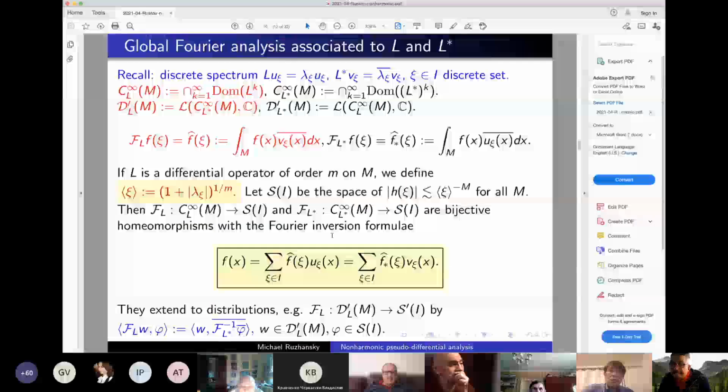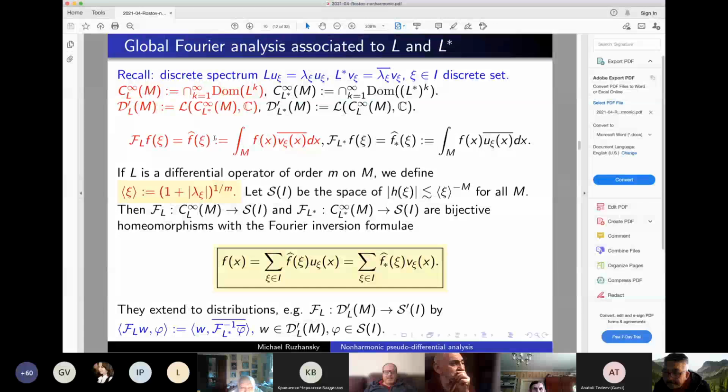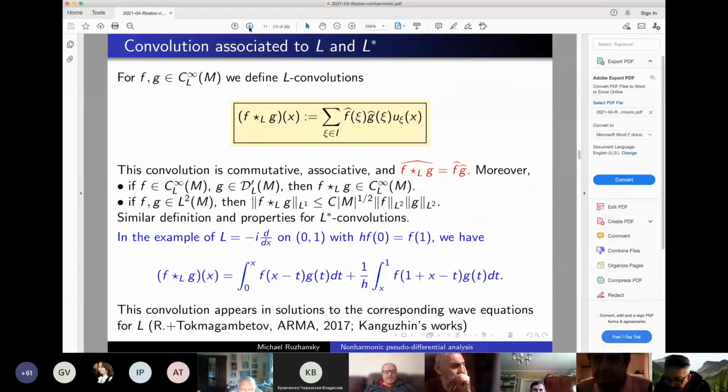So if f̂(ψ) is given by the integral of f with V_ψ, then we can recover f as a sum of f̂ times U_ψ. And then in the standard way, by this formula, by duality, we can extend the Fourier transform to distributions. So this slide gives us spaces of distributions. It also gives us the Fourier transform extended to distributions. So we are in a good situation. Interestingly, we can consider convolutions associated to L and L*.